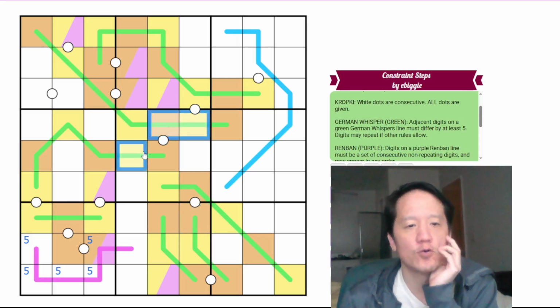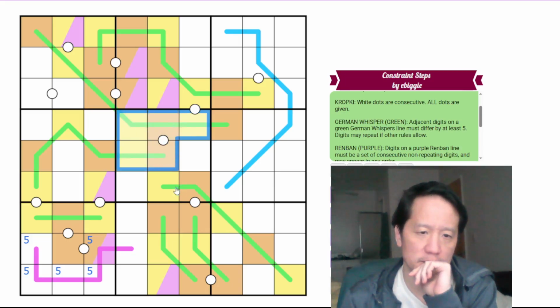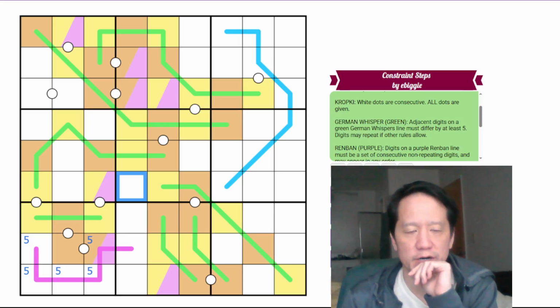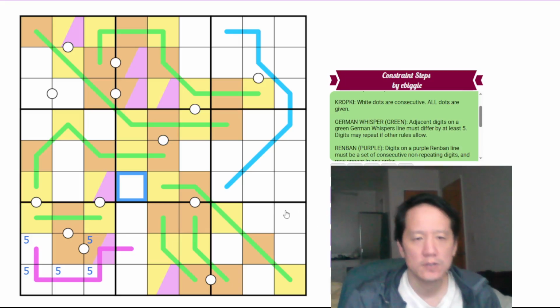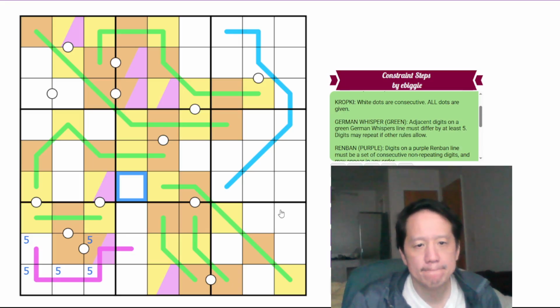We have 4 yellows in box 5, which eliminates yellow from the rest of the box. That means the rest of the box is orange or pink.